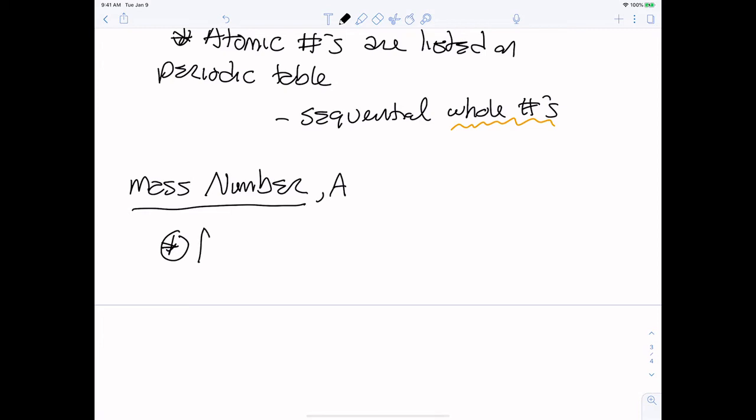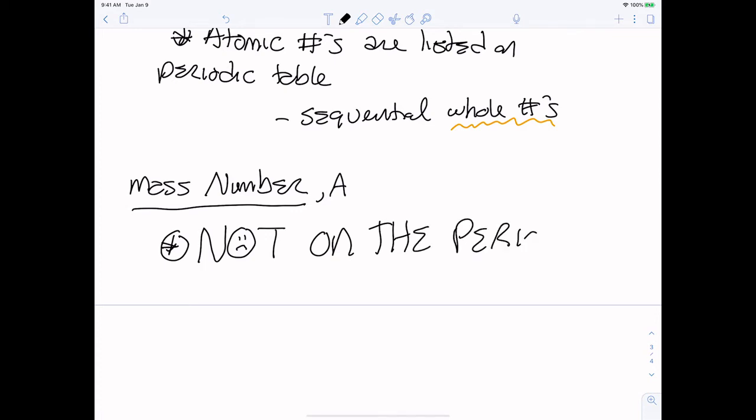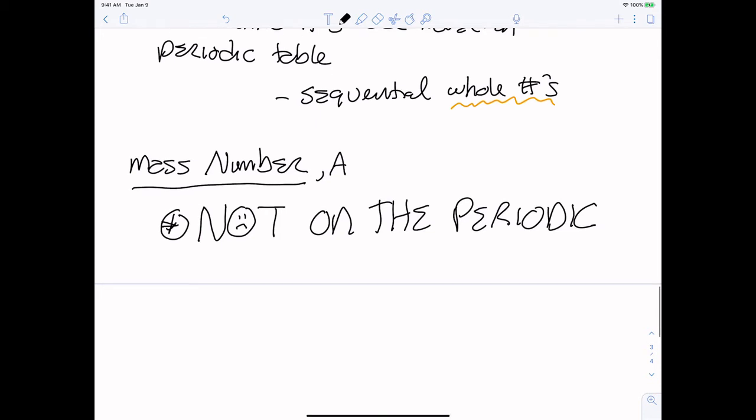So these are not, I'm going to make this huge, NOT, and I'm going to put a little frown face here so nobody gets it wrong, on the periodic table. I am not following my own netiquette rules here by capitalizing. It means I'm yelling at you. I promised I would never yell at you, but I kind of am. These guys are not on the periodic table, people. Don't forget it. So mass number, not on the periodic table.